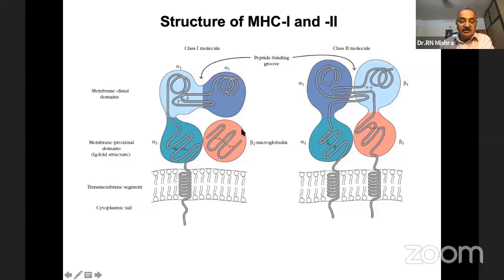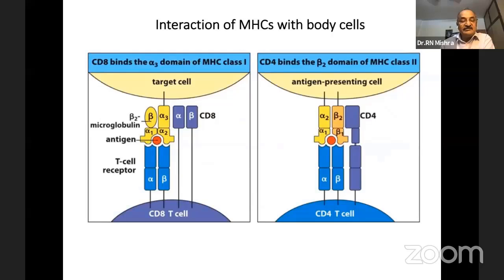This is not a polymorphic molecule. This alpha molecule is polymorphic. That means it is different from one individual to the other, whereas the class 2 molecule, of course, is highly polymorphic. Both the alpha 1 and beta 1 molecules have hypervariable regions which are different from one to the other to actually tackle a wide variety of antigens which are diverse.